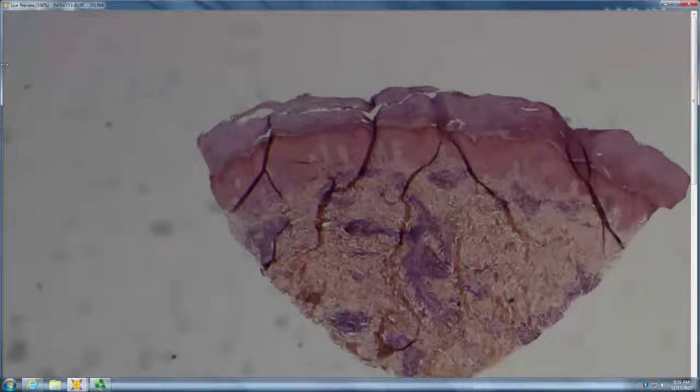Okay, and that's in the wrong box. Okay. So that's the skin, right? Okay.